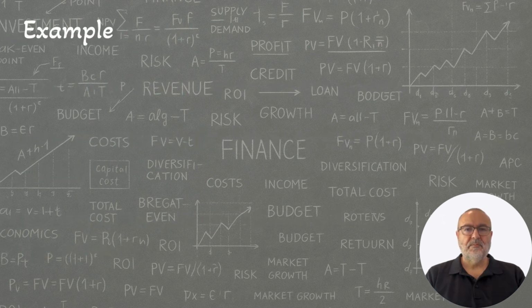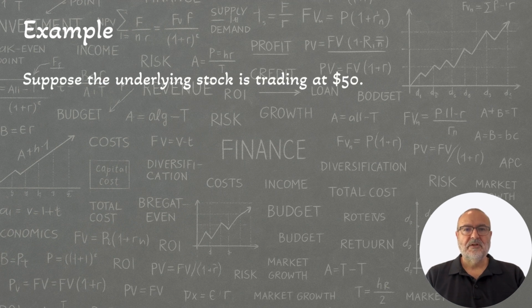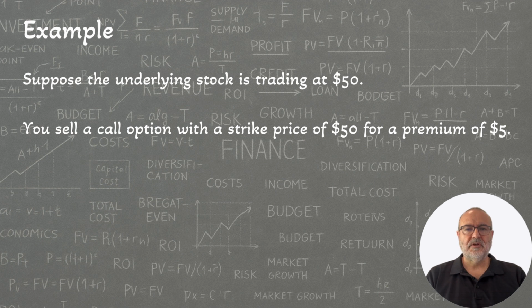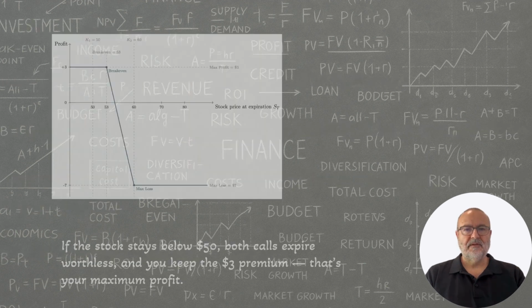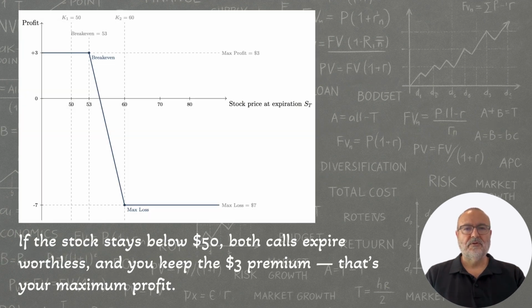Let's work through an example. Suppose the underlying stock is trading at $50. You sell a call option with a strike price of $50 for a premium of $5. You then buy a call option with a strike price of $60 for a premium of $2. Your net premium received is $3. If the stock stays below $50, both calls expire worthless, and you keep the $3 premium. That's your maximum profit.